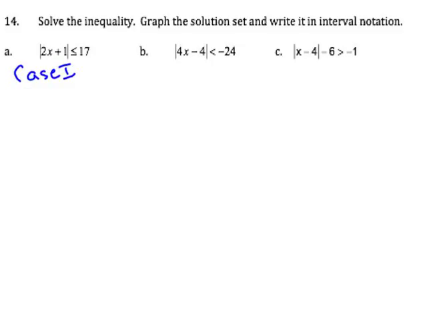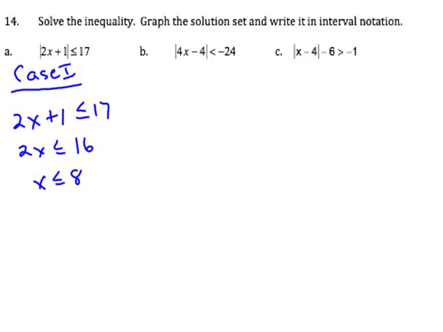And for case 1, I take what's in the absolute value sign, 2x plus 1, and set it equal to, or actually unequal to in this case, what I have on the right-hand side. So that's less than or equal to 17, and then I just solve that. I have 2x is less than or equal to, I subtract 1, and I have 16, and I have x is less than or equal to 8. And now, this is a less than problem, and remember, less than is and.